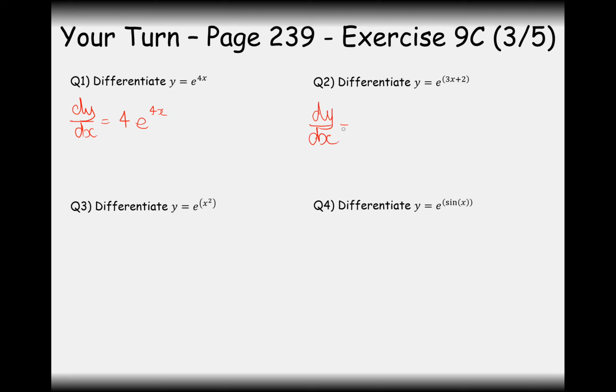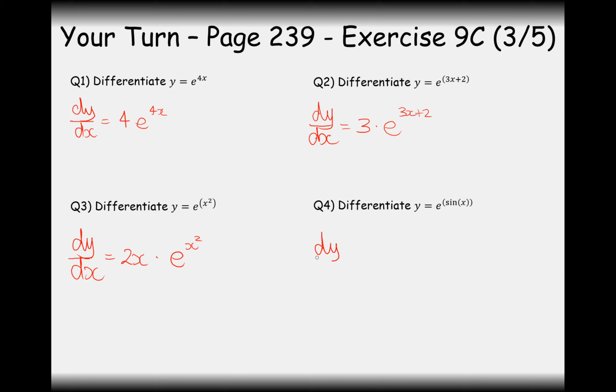For the second function, differentiate the inside function first. In this case, that's the power, and we'll just get 3. And then differentiate the main function, which is e, so it's going to be 3 e to the 3x plus 2. The derivative of e stays as e. Okay, third question here then, differentiate the inside function first. That's going to be the power, so that's going to be 2x times by the outside function, which is the e function, and that is e to the x squared.